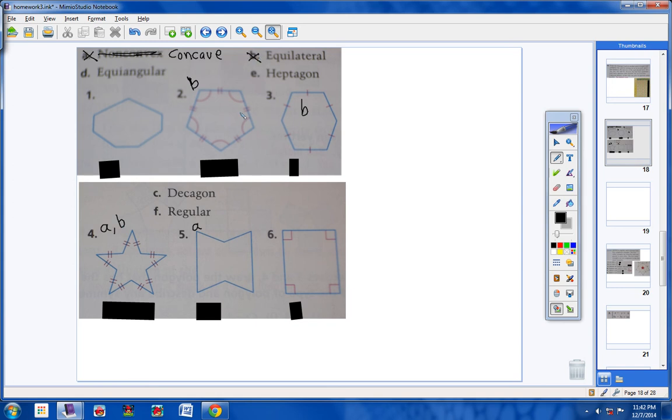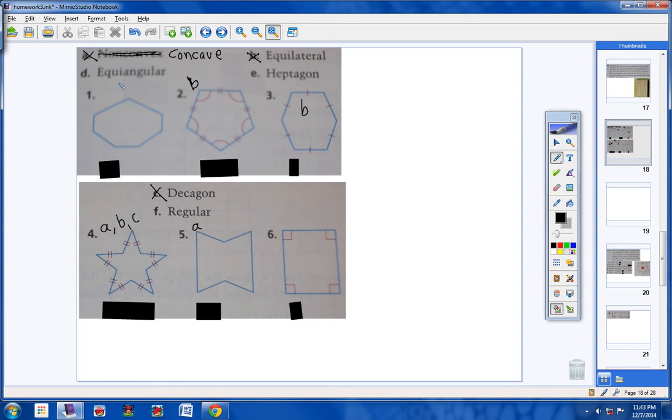Letter C, decagon. That means 10 sides. A decagon is 10 sides. Well, let's see. No, no, no. Here's 1, 2, 3, 4, 5, 6, 9, 10. This is a decagon right here. There's 10 sides. So we're going to call this also letter C. This is not a decagon, and this is not a decagon. Let's cross that off.